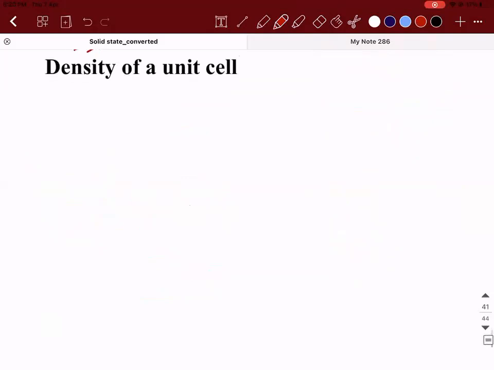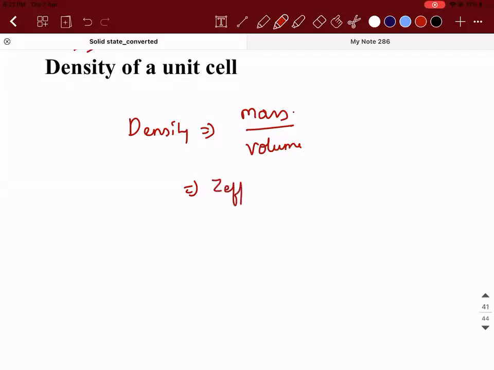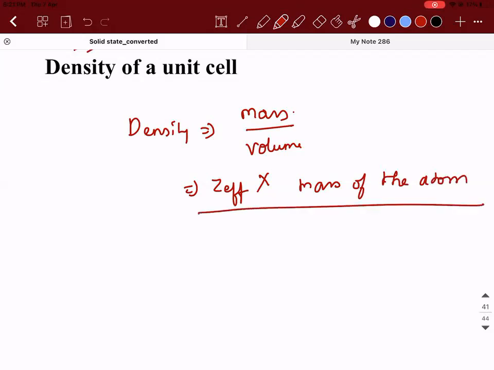See, density. What is the general formula of density? Mass by volume. Now, for a unit cell, how will we calculate this density? See, this mass is nothing but the mass of the unit cell. But what is the mass of the unit cell? That is ZF, the number of atoms contributed to the unit cell, into the mass of the atom. What is the mass of the atom? This atom can be a lattice point or particle or atom or ion or anything. But how will you calculate the mass of the atom?